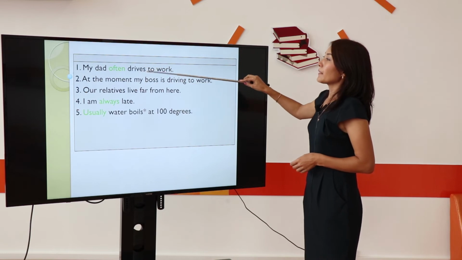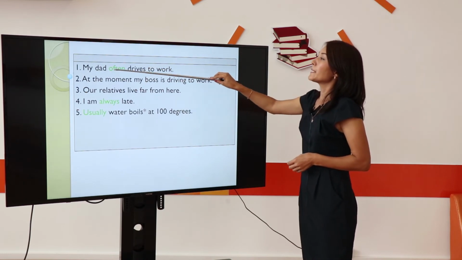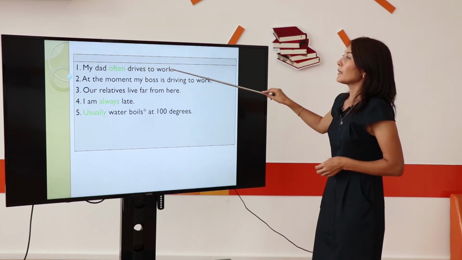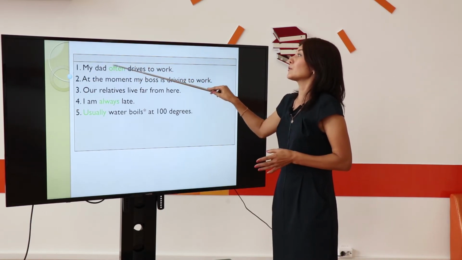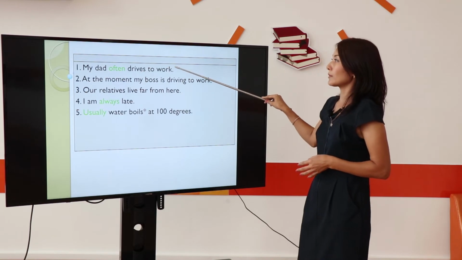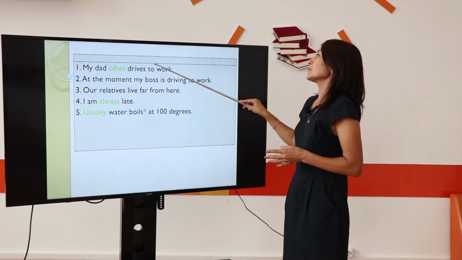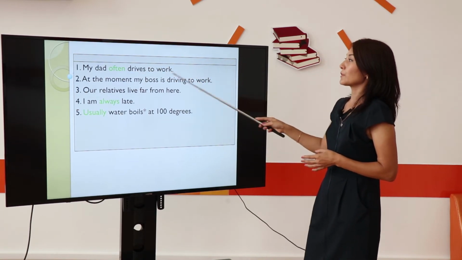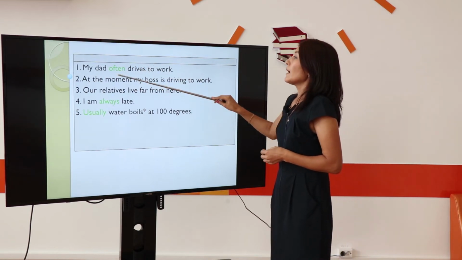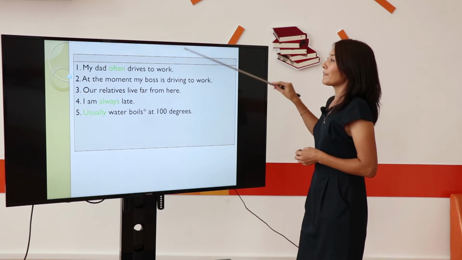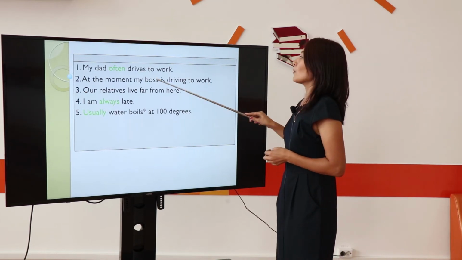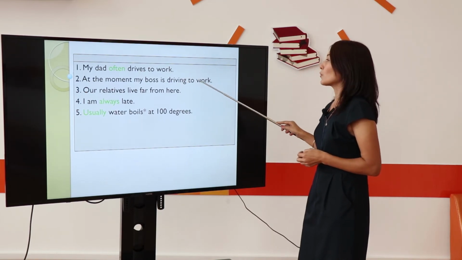Okay, let's compare these two sentences. My dad often drives to work. This sentence tells us about dad's habit. Yes, it's routine. He often drives to work. He doesn't go to work on foot, for example. He often drives. At the moment, my boss is driving to work. At this moment, right now, he is driving to work.